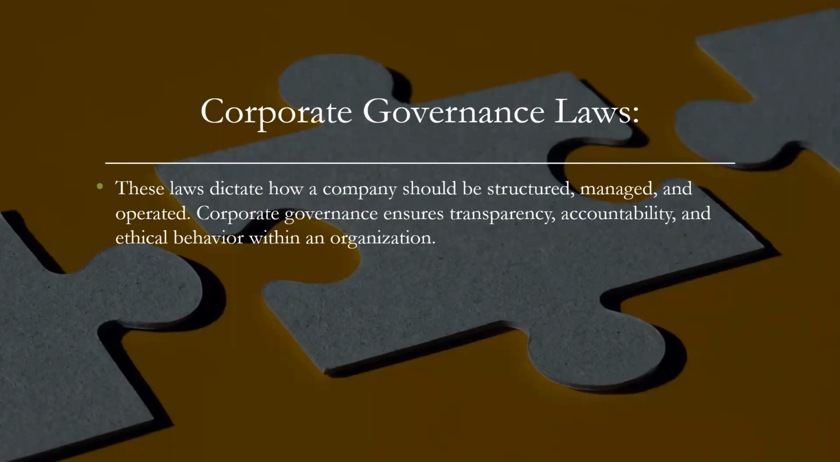Then we have the corporate governance laws. These laws dictate how a company should be structured, managed, and operated. Corporate governance ensures transparency, accountability, and ethical behavior within an organization. If anyone starts their own organization, what rules they have to follow, how they have to keep the transactions, and based on their profitability they have to pay taxes, all of this comes under corporate governance laws.